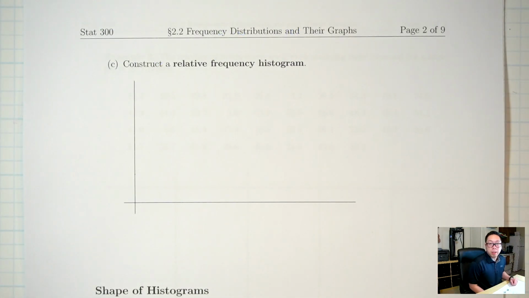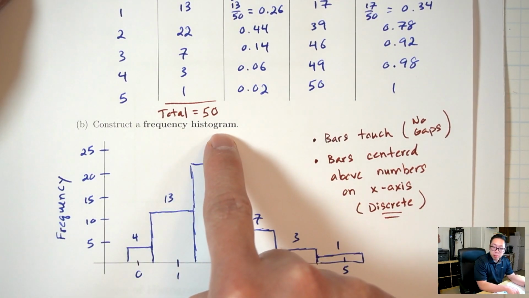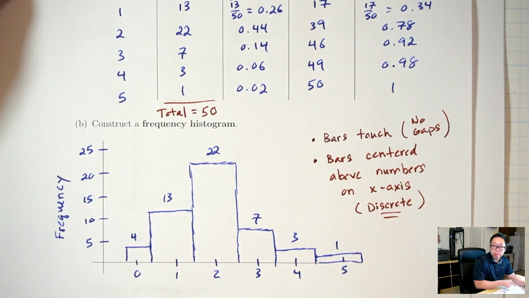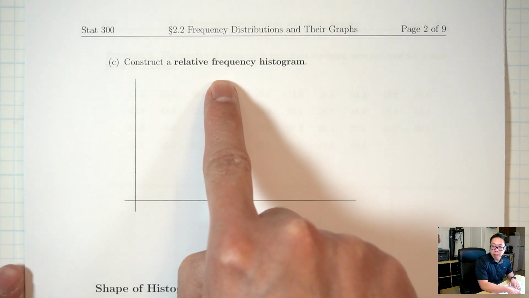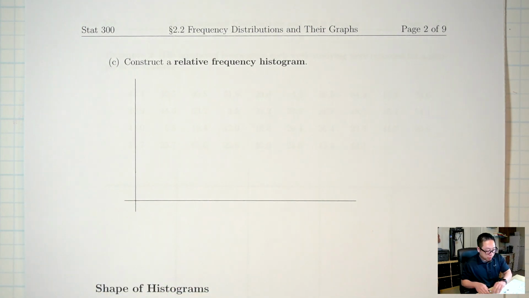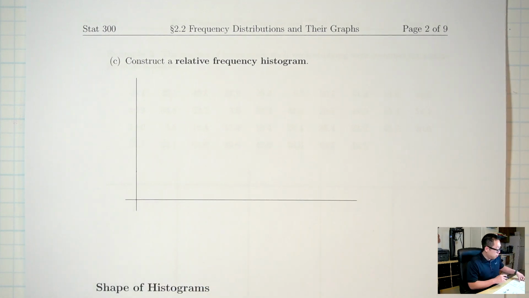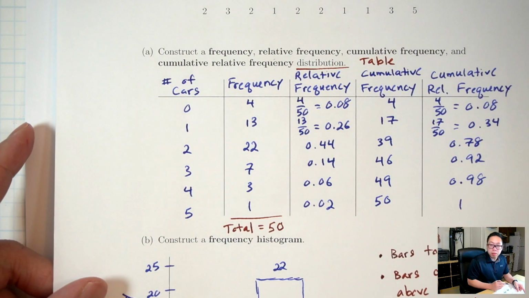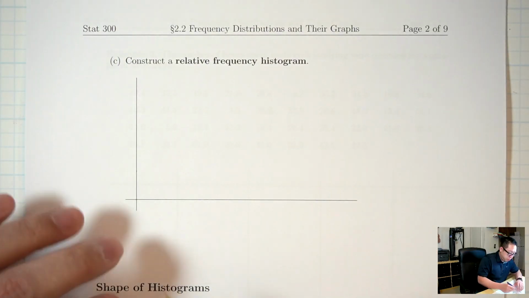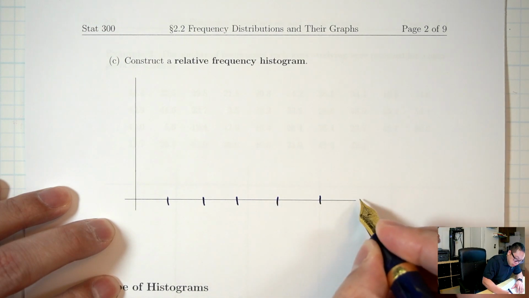Part C, construct a relative frequency histogram. So this is going to be very similar to what we just drew. The only difference is this is a frequency histogram, so we put frequency on the y-axis. This is a relative frequency histogram, which means we're going to put relative frequency on the y-axis. And that's the only difference. So for the x-axis, same thing. I'm going to list out all my different data values. So this is from 0 to 5. 0, 1, 2, 3, 4, 5.